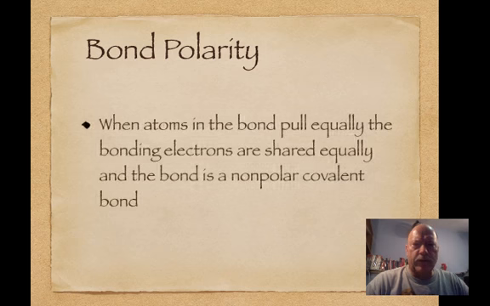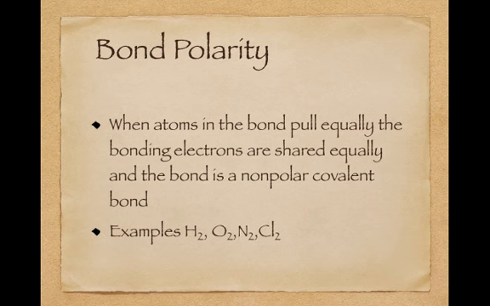Let's talk first about bond polarity. If you have two atoms bonded together, they're going to pull on the electrons. If they pull with an equal amount, if they're exactly even, then you have a nonpolar covalent bond, so one of them doesn't get the bond a little bit more than the other one. Let's take a look at some examples of that.